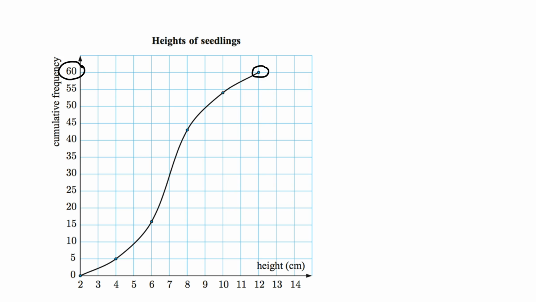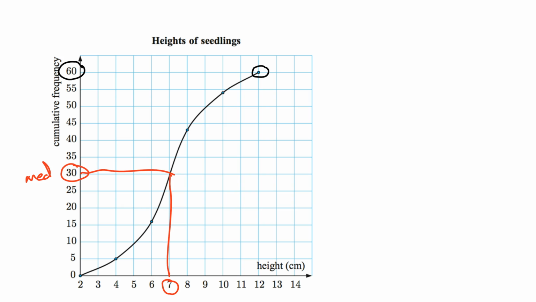Now, if I want to find things like the median, if there's 60 total, 30 would be the median. Now, the trick about cumulative frequency graphs is that you always use the graph. So I start here at 30, go across, and go down. 7 is my median. So you always use the graph. You don't go 30, done. No, it's up and across.